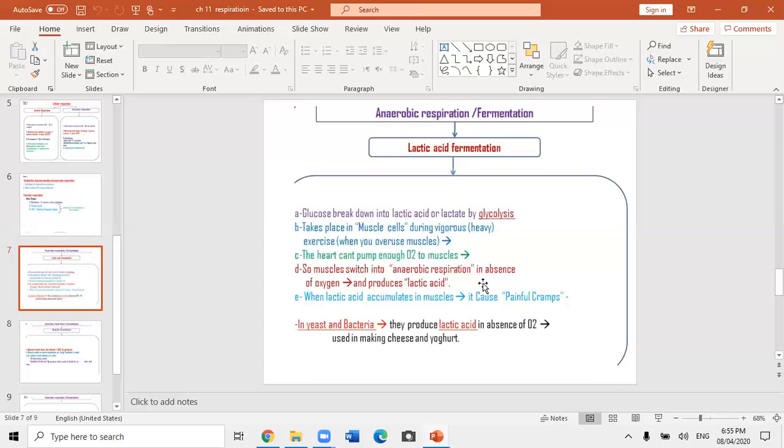This is important to understand. So briefly, we can explain it as: muscle cells can respire anaerobically for a short time. They make lactic acid, and this happens when you do vigorous or heavy exercise, and your lungs and heart cannot supply oxygen to your muscles as quickly as they are using it. So the muscles will be respiring anaerobically without the use of oxygen and start to produce lactic acid.